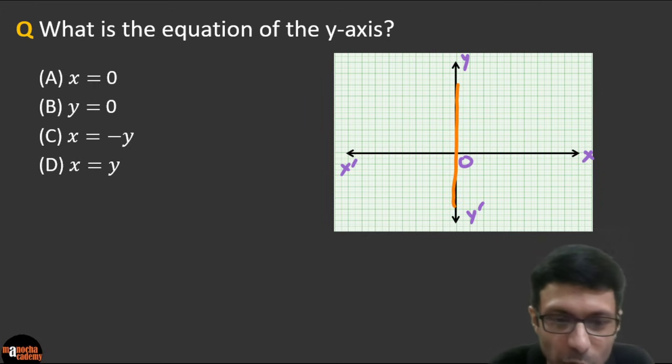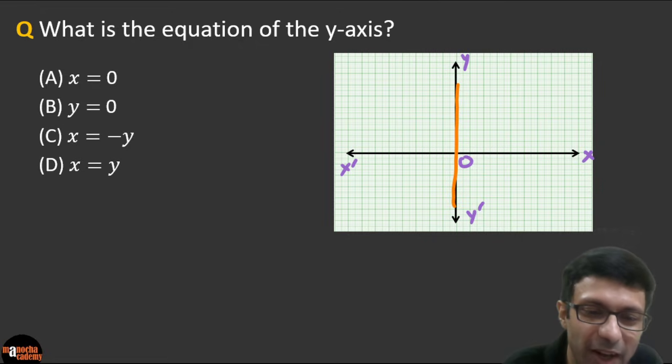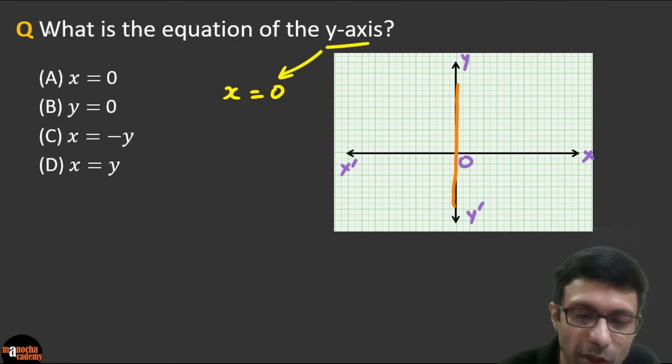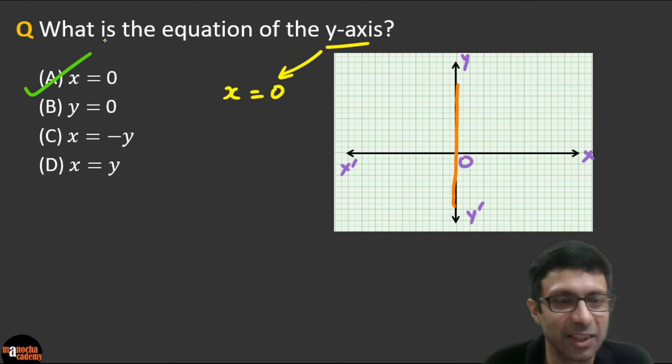Because as you move along the y-axis, if you're here, you can have possibly different values of y, but the x value is always fixed, right? Because there's no shift on the x. Very good, guys. A lot of you got it. So on the y-axis, the x value is fixed, x equal to 0. So this is our correct answer, option A.